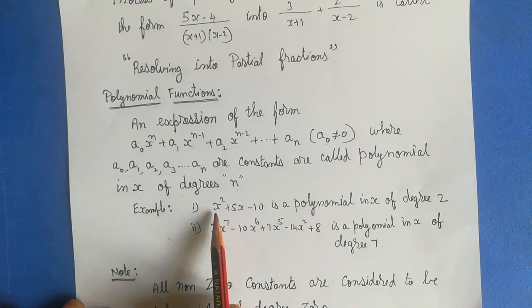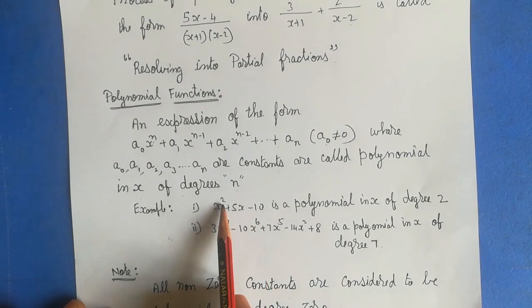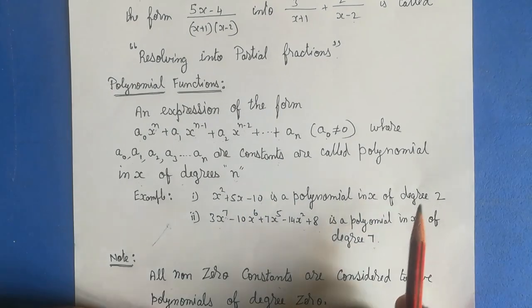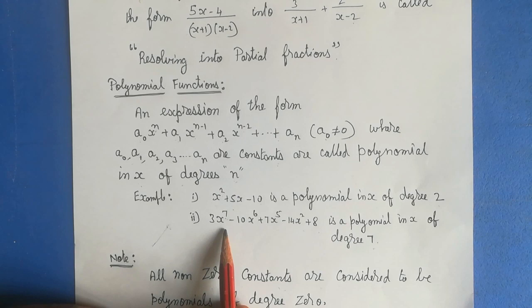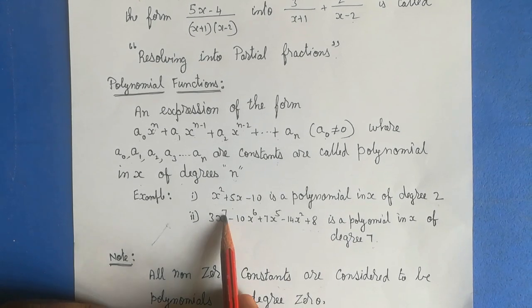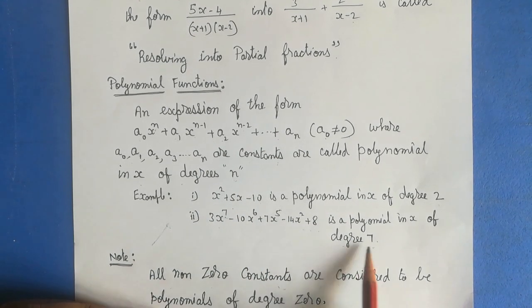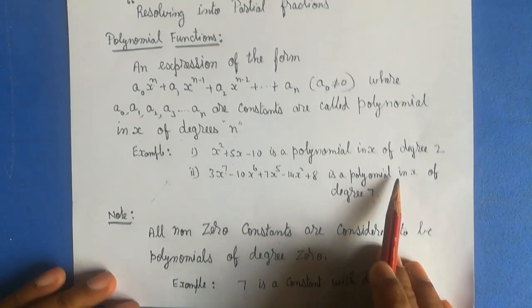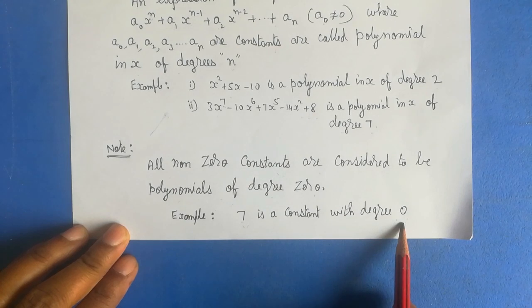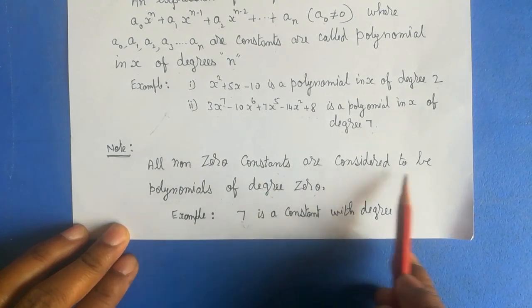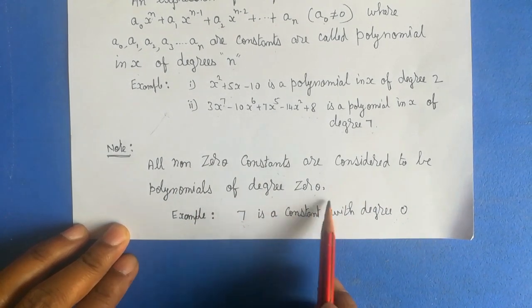Example, the equation is given. What is the highest power in this? 2. So the degree for this is 2. Let us consider another example. In this, what is the highest power? 7. So the degree is 7 for this. If a constant is given, the degree is 0. All non-zero constants are considered to be a polynomial of degree 0.